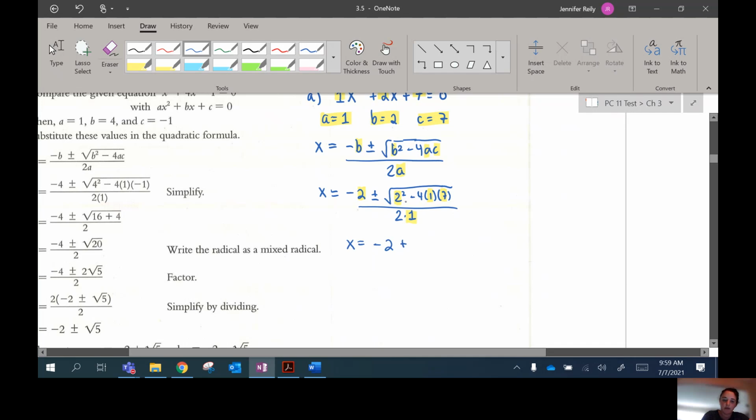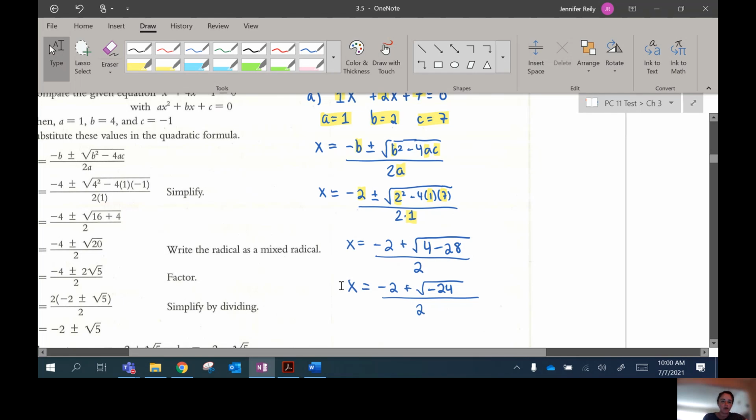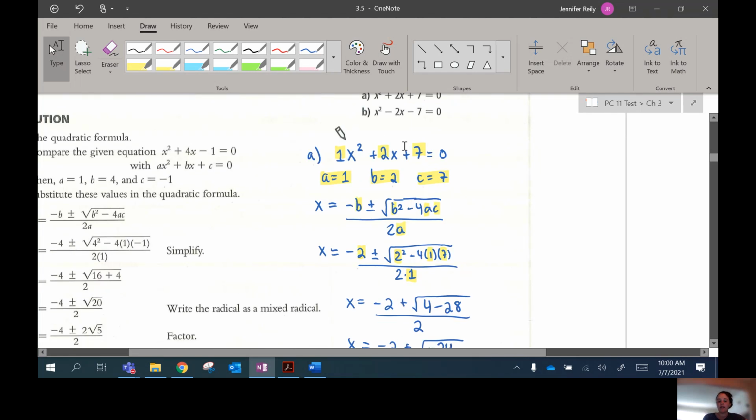Okay, so we're going to do what's under the square root first. Here we'll have 4 minus 28. And then on the denominator here, 2 times 1 is just 2. So we'll have -2 plus or minus the square root of, 4 minus 28 would be -24. Uh-oh, you can't have a square root of a negative number. So this is an equation that won't have any answers, actually. There's no solutions. There's no number I could plug in for x here and make this equal to 0.